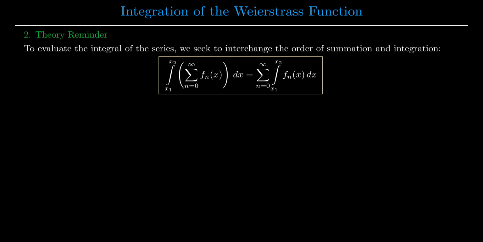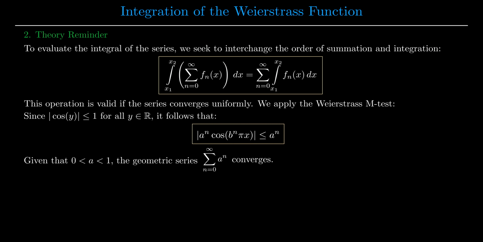To evaluate the integral, we seek to interchange the order of summation and integration. This operation is valid only if the series converges uniformly. To prove this, we apply the Weierstrass M test. Since the absolute value of the cosine function is less than or equal to 1, it follows that the absolute value of our general term is less than or equal to a to the power of n.